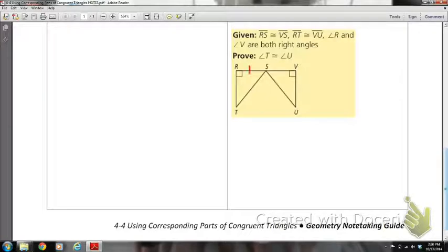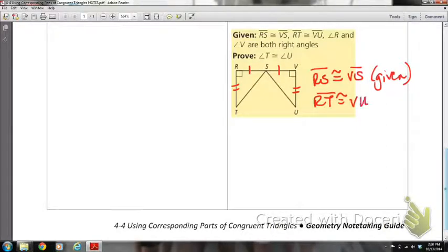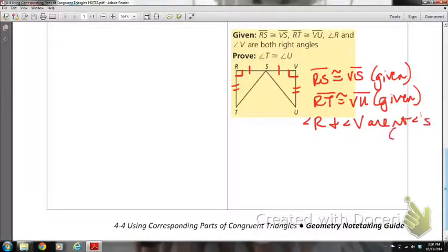We have side RS congruent to side VS. And that's given. And we have side RT that's congruent to side VU. Mark that with a different congruence marking. Is also given. And we're also told that angle R and angle V are right angles. That's also given.